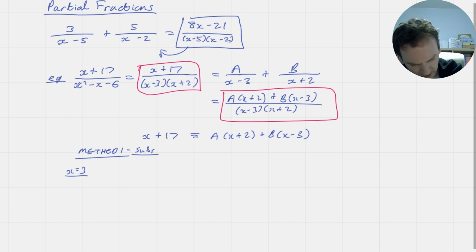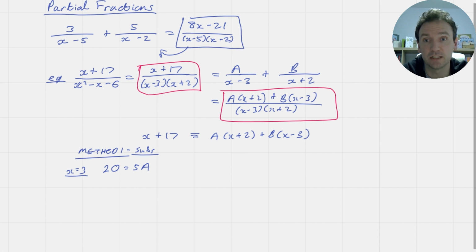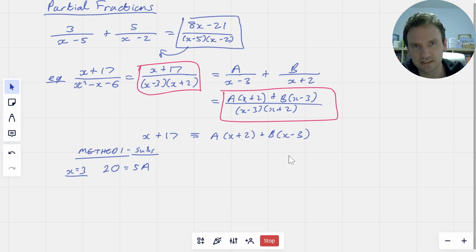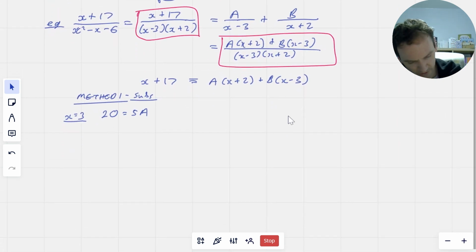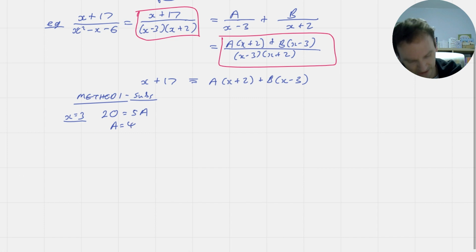On the left-hand side, we get 20. And on the right-hand side, we're going to get a times 3 plus 2, or 5a. And then the b term disappears. So x equals 3 is a really clever choice of substitution because it makes this second term disappear entirely. Definitely a good idea for us, because straight away we've got a equals 4 with no problems whatsoever.